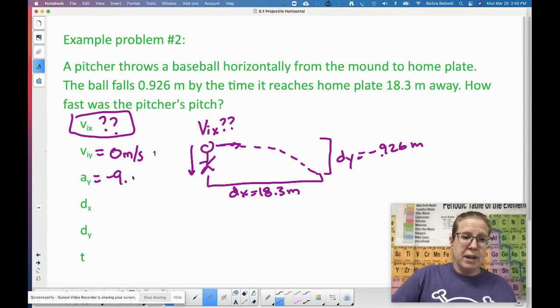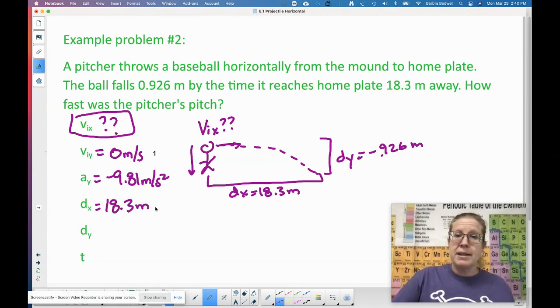AY, negative 9.81 meters per second squared, down, right? DX, the horizontal displacement, is 18.3 meters. Again, that's positive. It's going in the positive direction. DY, it's falling. So it's falling 0.926 meters. And time is going to be something that we have to find.